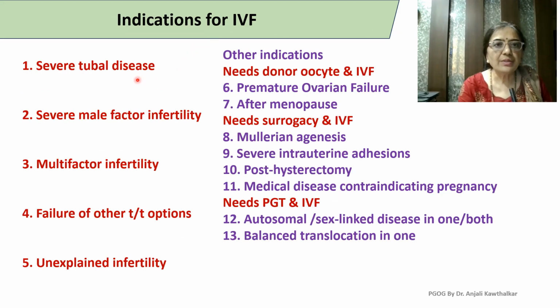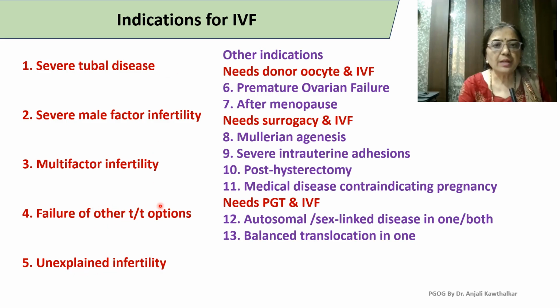Indications for IVF are severe tubal disease, severe male factor infertility, multi-factor infertility, failure of other treatments of infertility, unexplained infertility. So these are easier to remember also. Whenever there is a severe tubal disease, it is obvious that the choice is IVF. Severe male factor infertility also forms one of the major chunks of the patients who are going for IVF. Multi-factor infertility, failure of all the treatment options, and unexplained infertility.